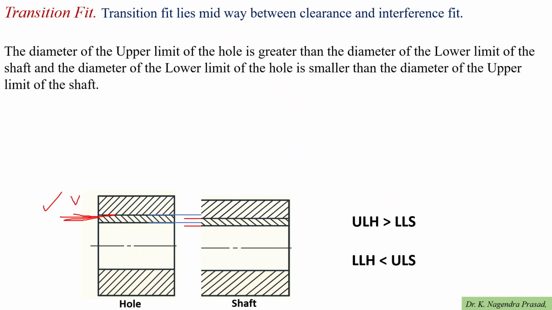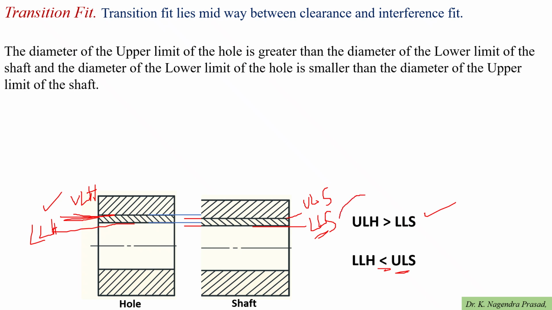and this is the upper limit of the hole, and this is the lower limit of the shaft. So let us observe the conditions. For a transition fit, the first condition is the upper limit of the hole should be greater than the lower limit of the shaft, and one more condition is there. This is the lower limit of the hole and this is the upper limit of the shaft, and the lower limit of the hole should be less than the upper limit of the shaft.